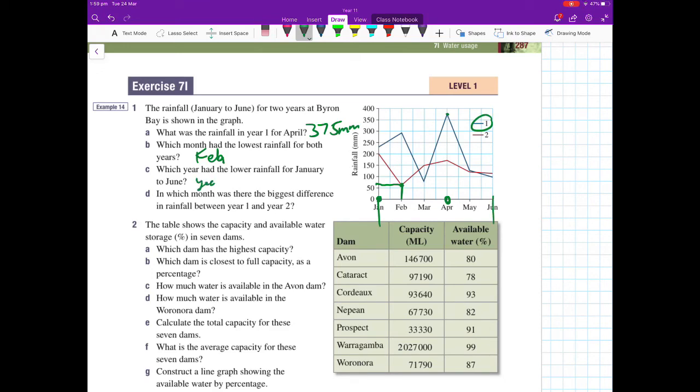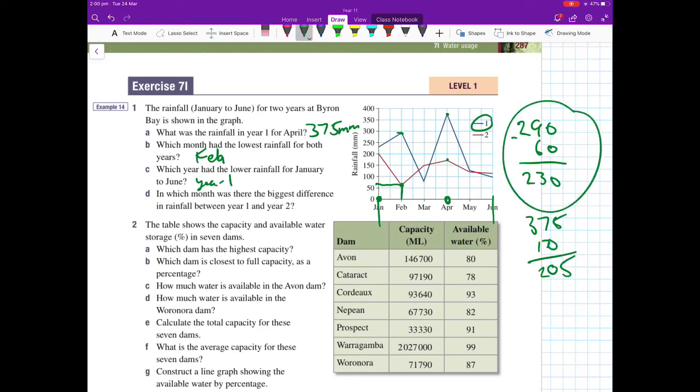Which month was there a bigger difference in rainfall between 1 and 2? Having a look again where our big gaps were. So our big gap we've got here, which was looking at what, 290, and we said the bottom one was, what do we say, about 60 we said before, so that's a 230 gap. Our other big gap is in here, which should be about the 170 all the way up to our 375, so 375 and 170, which gives us 502, giving us that being our biggest gap, which was the February month again.